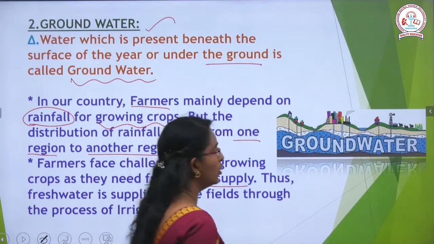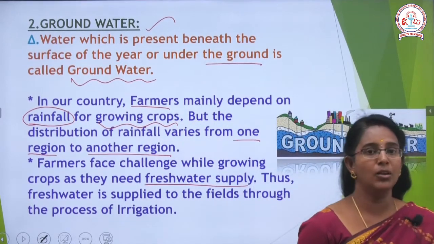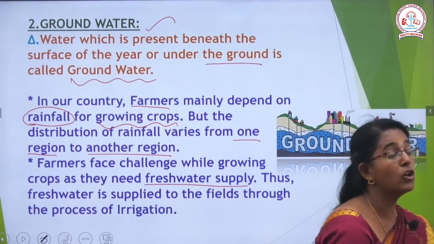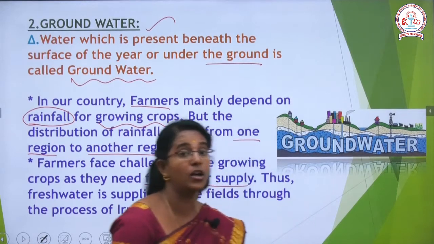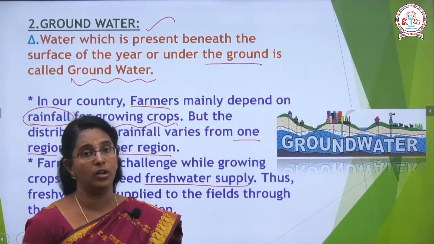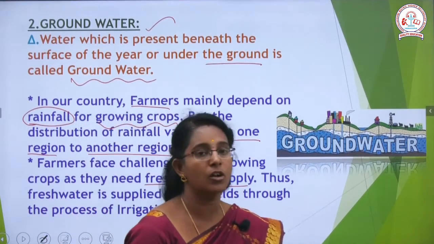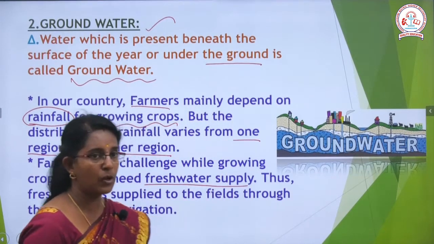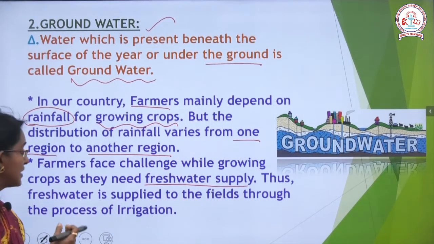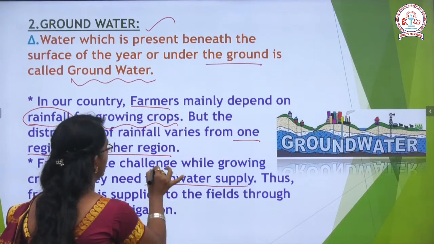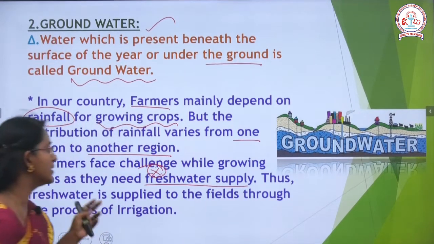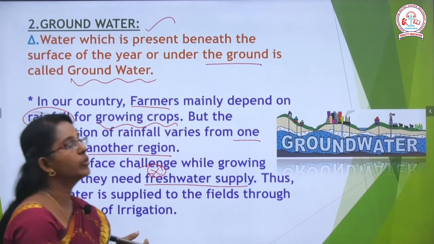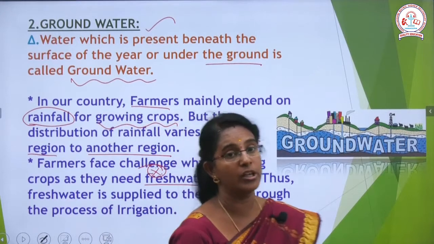Yes, they struggle. They are struggling for rainfall or rainwater for growing crops. So it is very important. The water is very important. What does water mean here? The fresh water. It is used for cooking and growing crops.